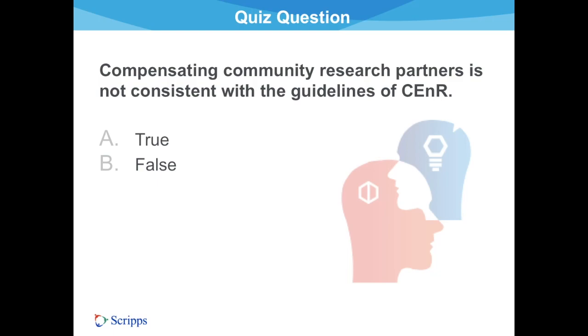Compensating community research partners is not consistent with the guidelines of CEnR. A. True. B. False. B. False is the correct answer. Community partners should be fairly compensated for their time and efforts.